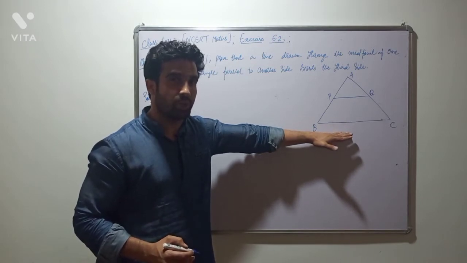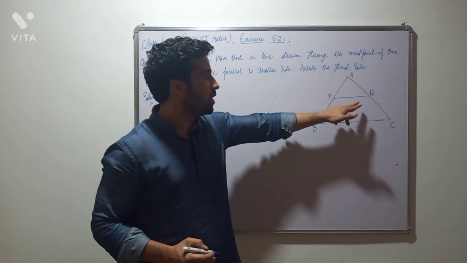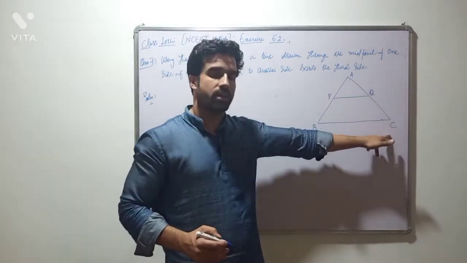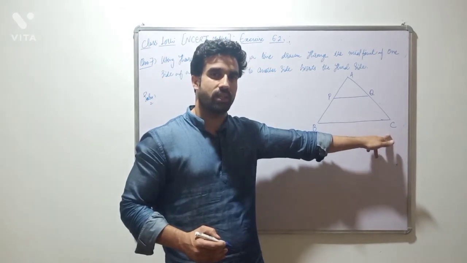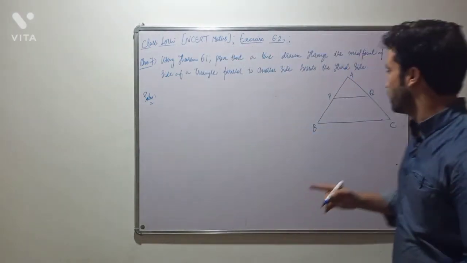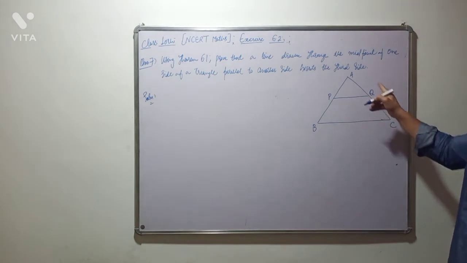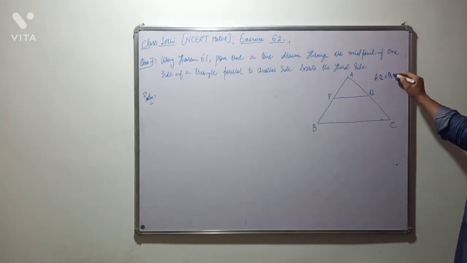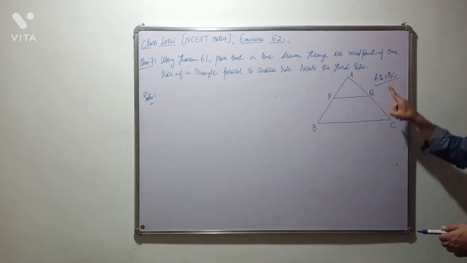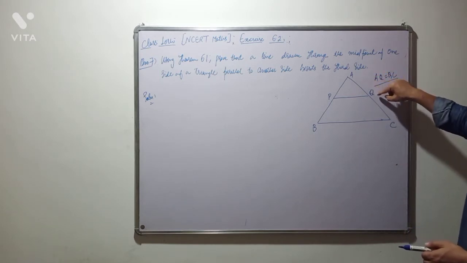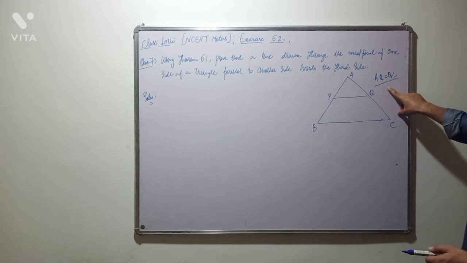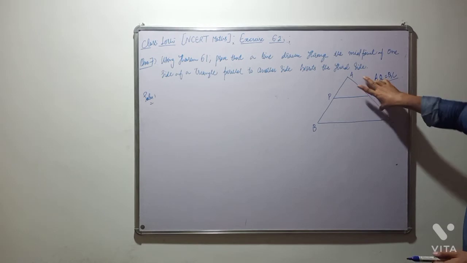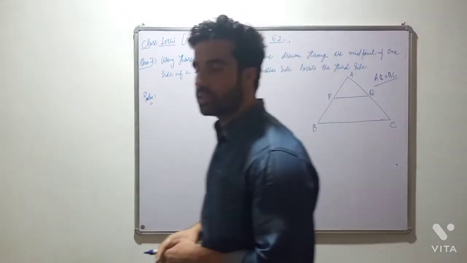Now what you need to prove is that this line PQ bisects the third side. Means this line PQ should bisect AC. That means this Q is the midpoint of AC. So you have to prove AQ equals QC. If you can prove AQ is equal to QC, then you have proved that PQ bisects AC, and this is actually the result.